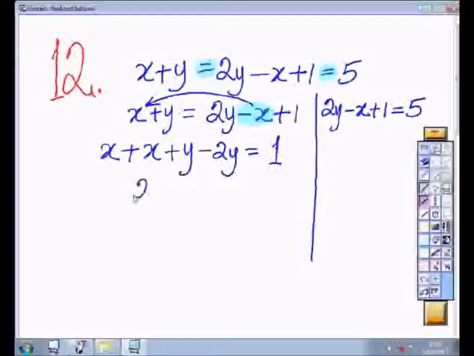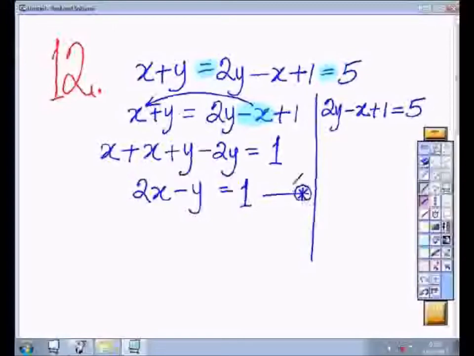So that leads us to getting 2x minus y. Y minus 2y will be minus y is equal to 1. We may refer to this as our equation star.